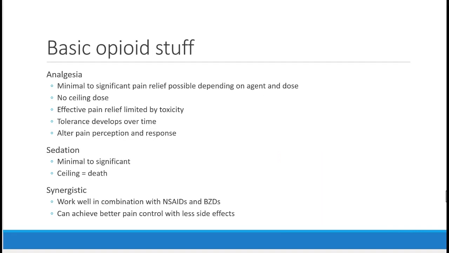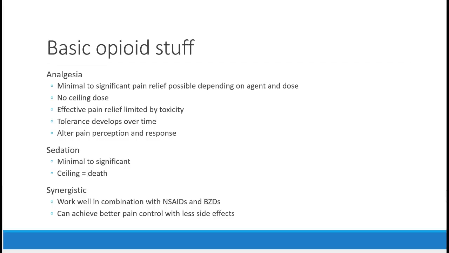Basic opioid stuff I want to talk about. Analgesic effect. You end up getting minimal to significant pain relief, again, depending on the patient. There is no ceiling dose to opioids. You can really push an opioid as high as the patient can tolerate it. At most points, you reach a maximum effect because the side effects catch up to the analgesic effect.